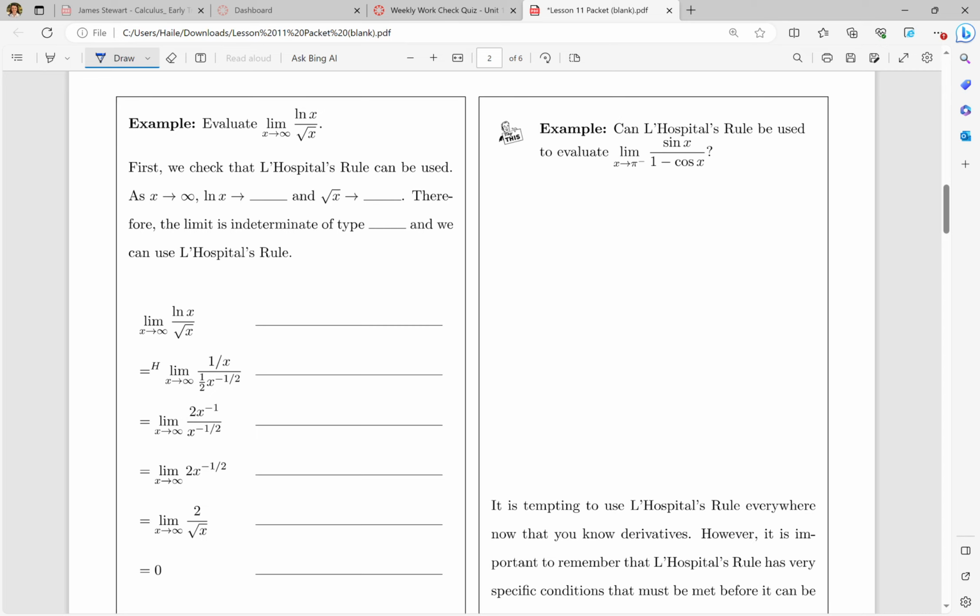If we think about ln of infinity, it's not really good practice to plug in infinity, but that's kind of what we're thinking about here. We want to think about what happens to natural log as x gets very, very large. We don't have any horizontal asymptotes, so ln of x grows without bounds, so we get infinity. And square root of x, the same thing happens. The bigger x gets, the bigger square root of x gets, and it never settles on any number. So the top function and the bottom function both go to infinity, so the limit is indeterminate of type infinity over infinity, and we can use L'Hopital's rule because it falls into one of our two classes.